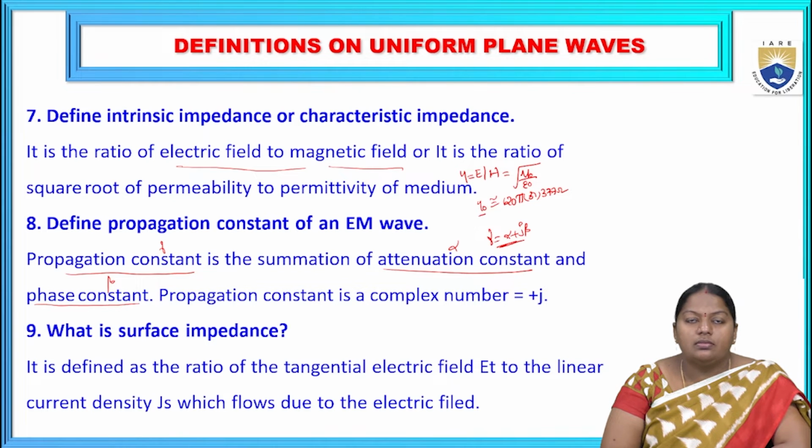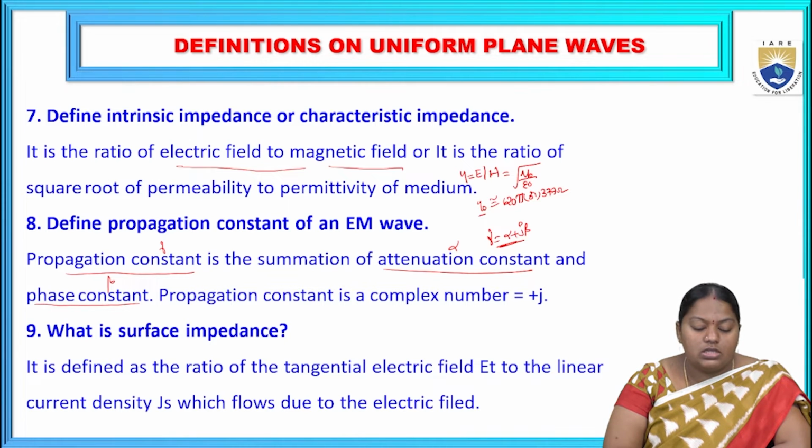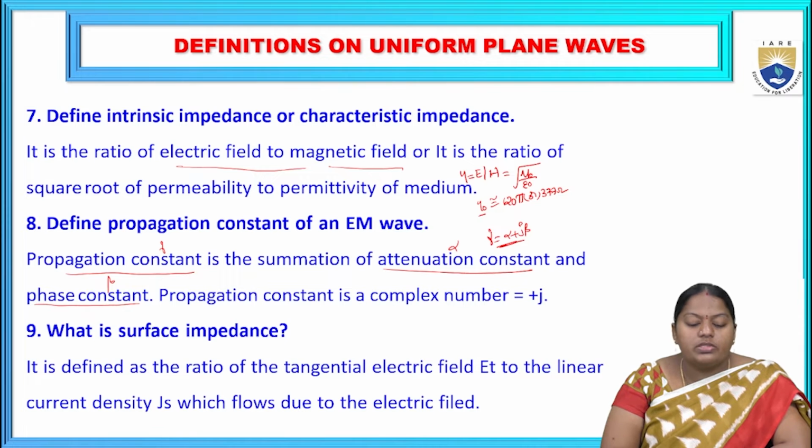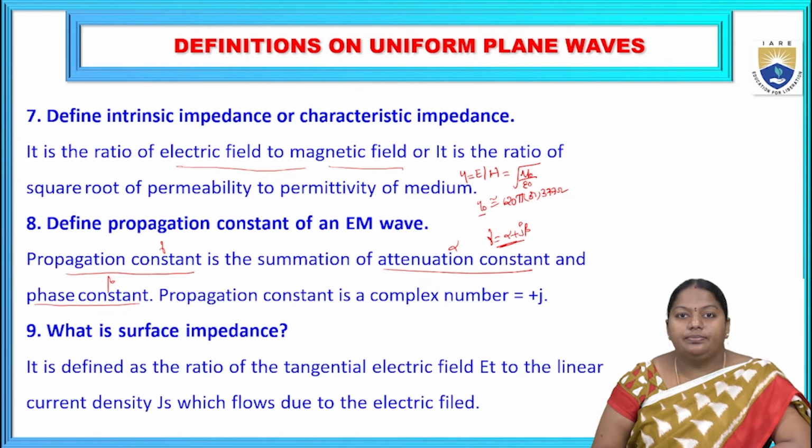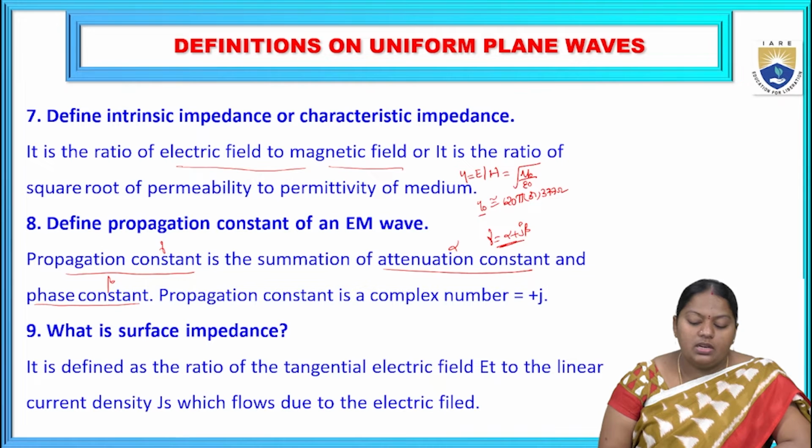Alpha is the real term and it is also called the attenuation constant, and beta is the imaginary term, said to be the phase constant. So the propagation constant gives us the summation of the attenuation constant alpha and the phase constant beta. Generally it is a complex number given by gamma equal to alpha plus j beta.